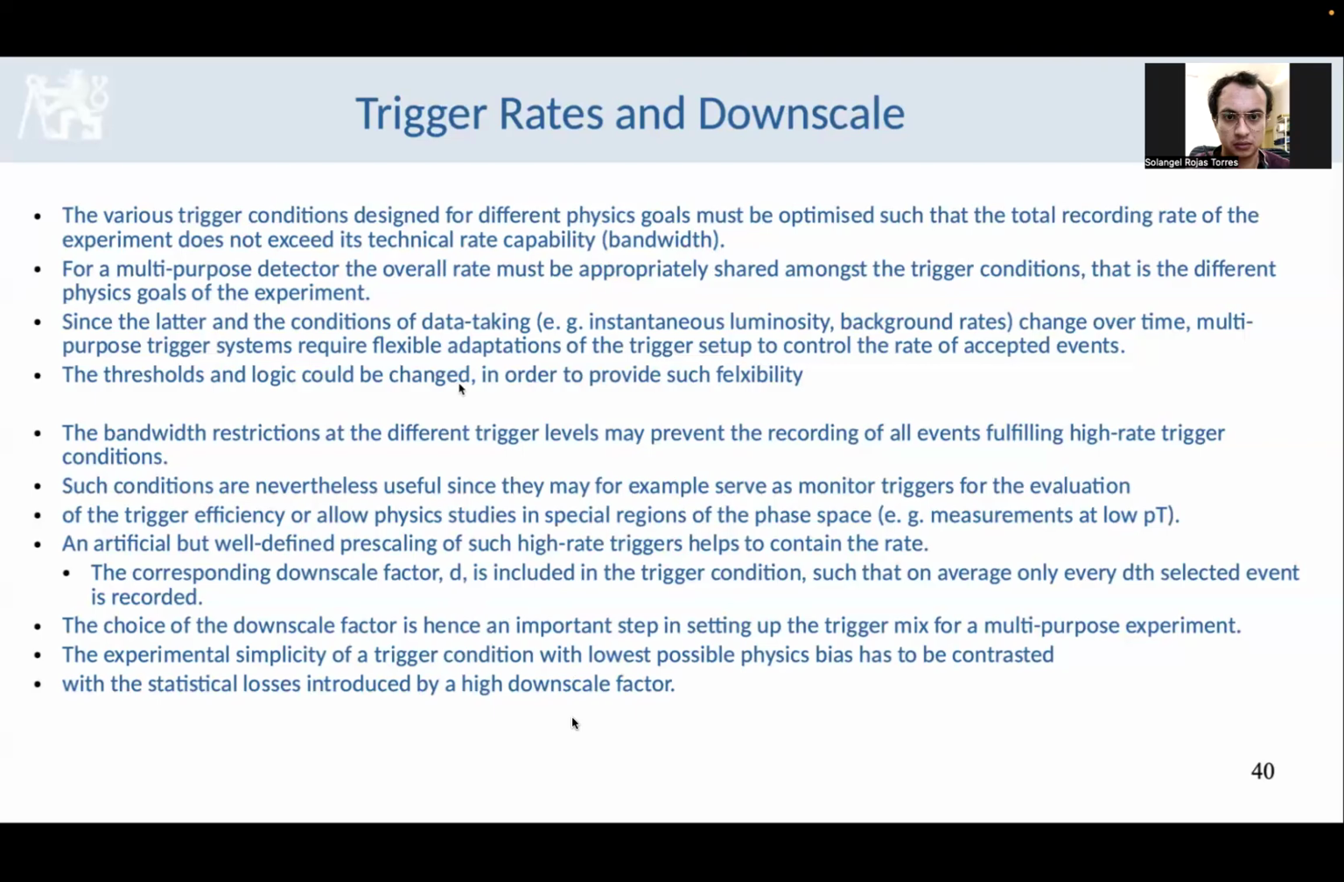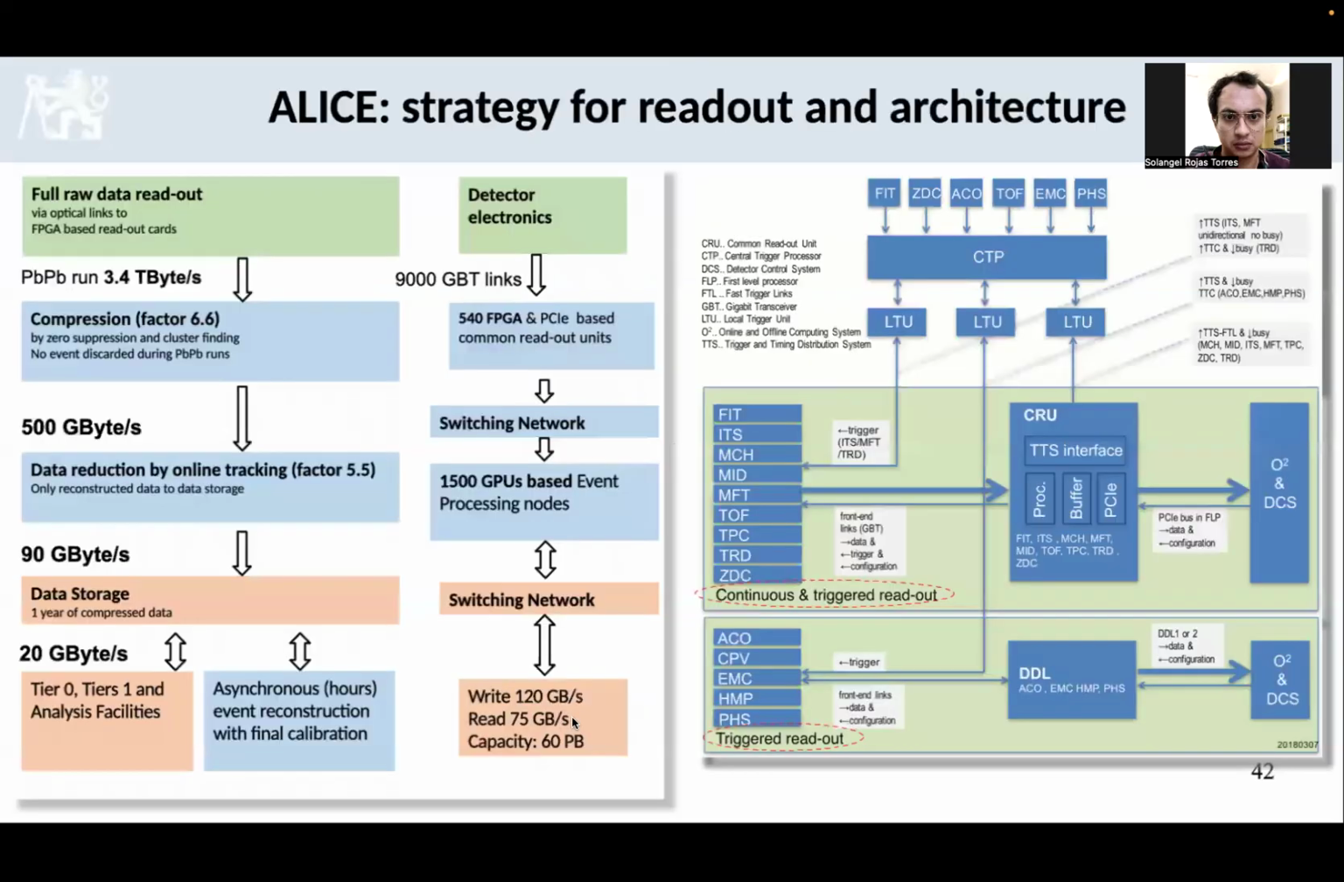Okay, that's it. Then let's check some example from ALICE, how the different stages of processing work. For example, here you see the raw data from the detector, which for LED you can have 3.4 terabytes per second, which is very high. Then they implement some suppression factor of 6.6 to get a lower rate of information.